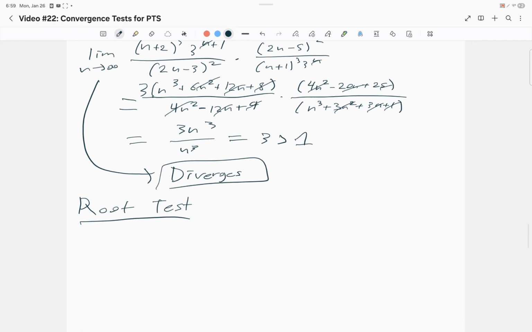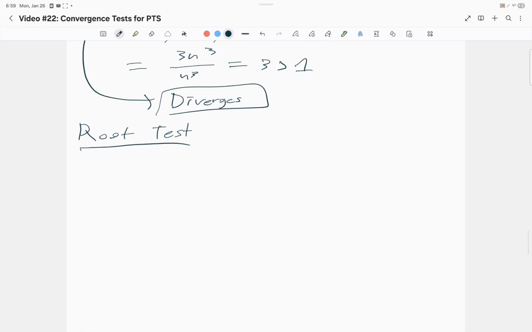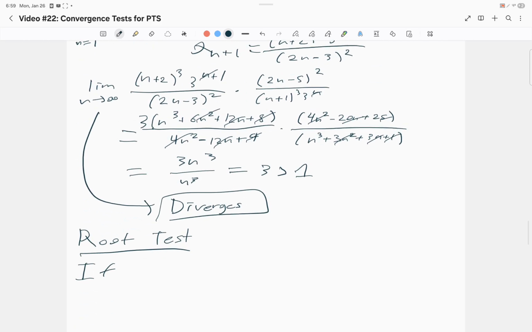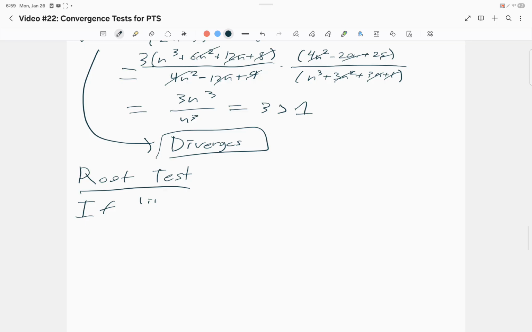So, all right, finally the root test. It's similar to the ratio test in what we're looking for here. If the limit of the nth root of a of n is greater than 1, the series diverges.